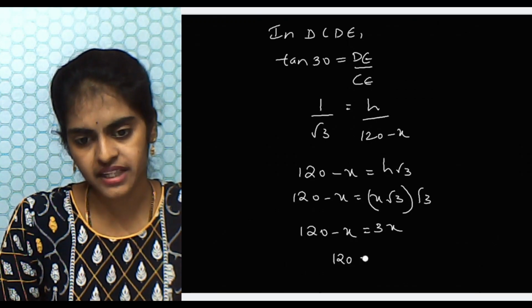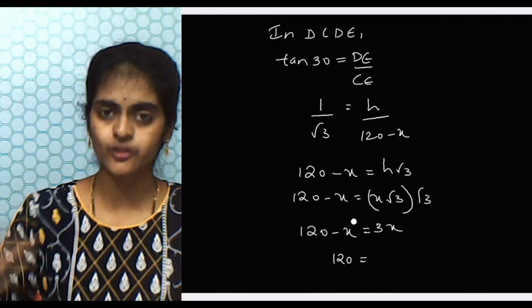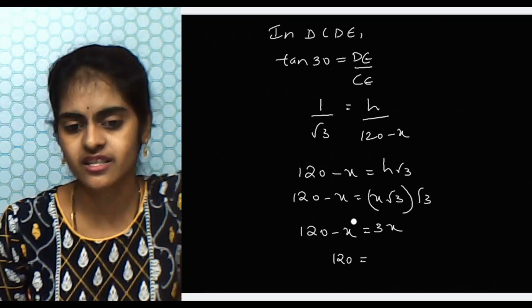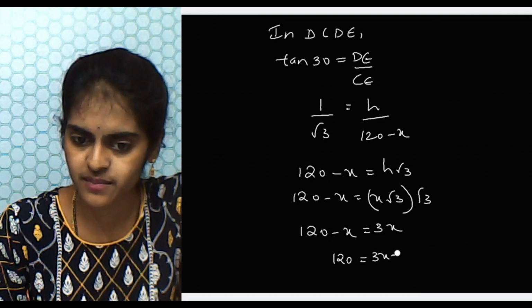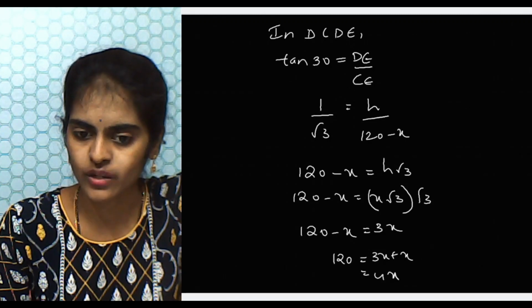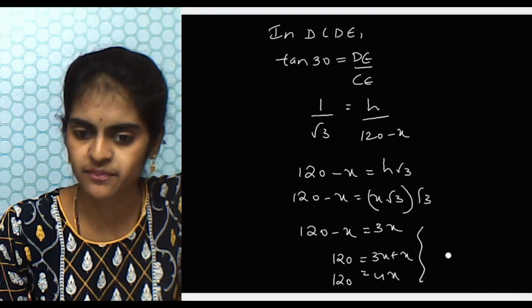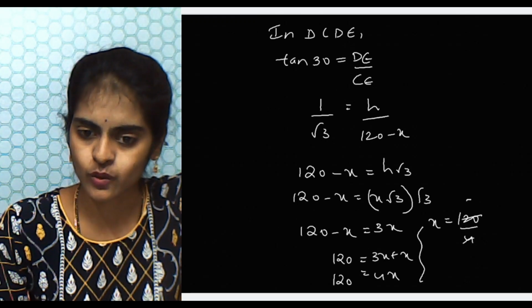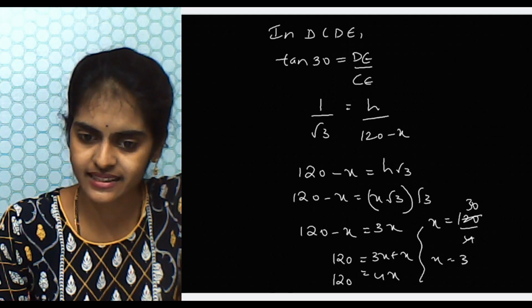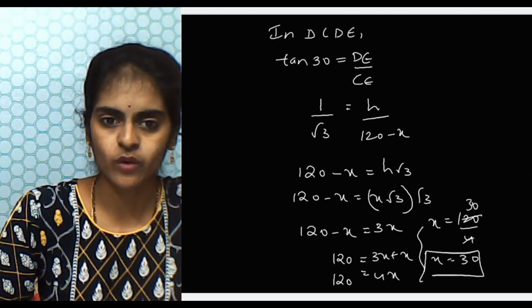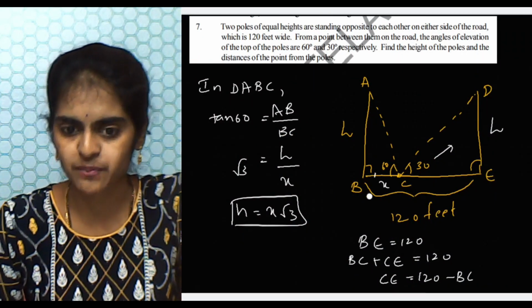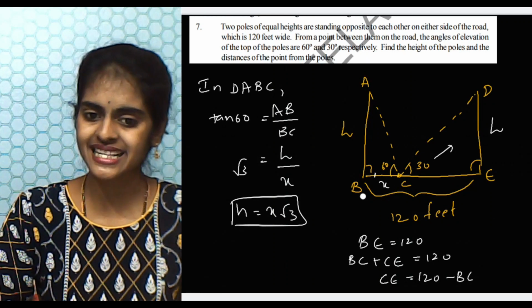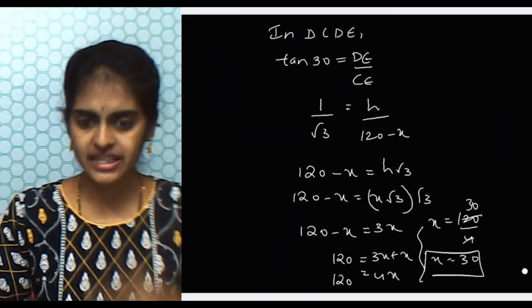So what is 120? Minus X, you just transpose it to RHS, so it becomes plus X. So you have 3X plus X, which is nothing but 4X. So 120 is nothing but 4X. So what is the value of X? X is 120 divided by 4. So this is 30. So X is 30. But what is X? X is nothing but BC. This BC is X. So BC is 30.